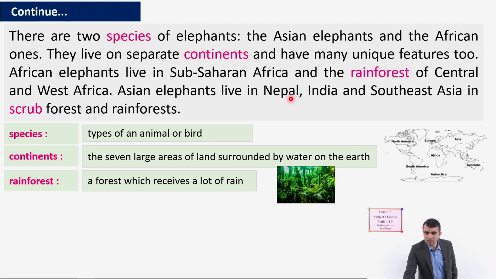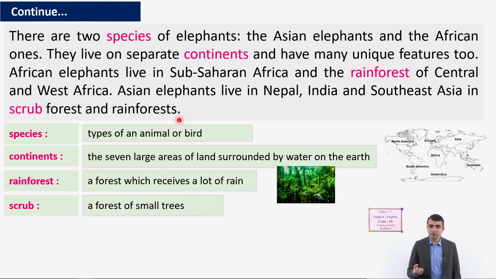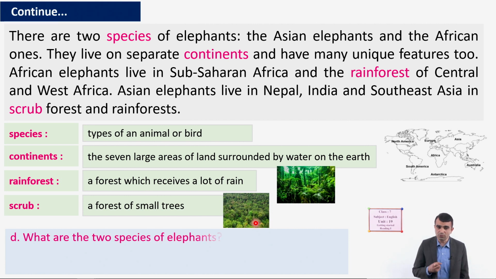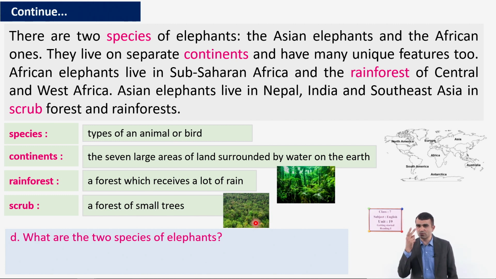Asian elephants live in Nepal, India, and Southeast Asia in scrub forest and rainforest. And scrub forest means what? Scrub means a forest of small trees, often dry, opposite to rainforest. Now can you tell me the answer to this question? What are the two species of elephants? Asian elephants and African. Two species, two varieties, two types of elephants.